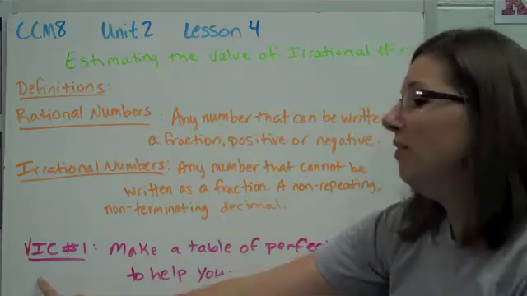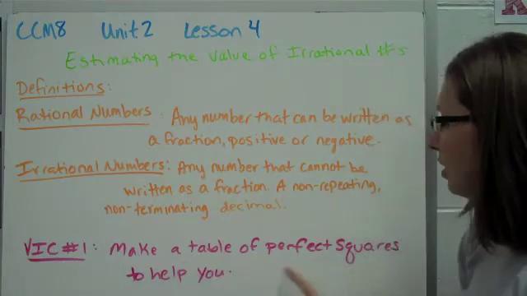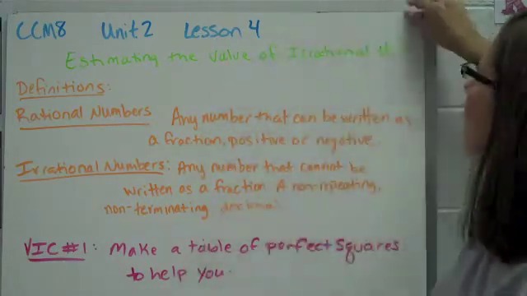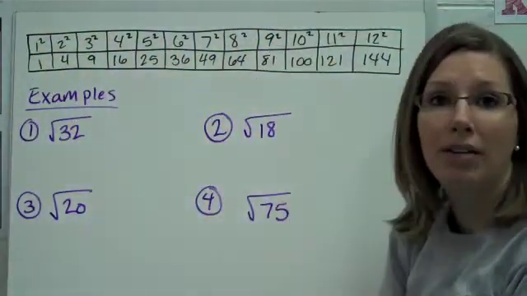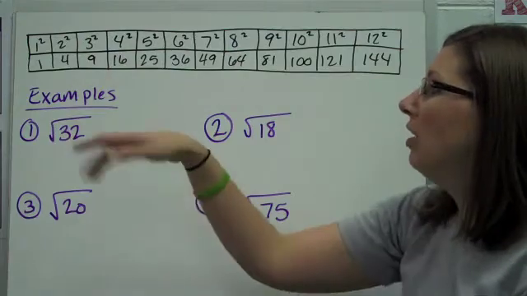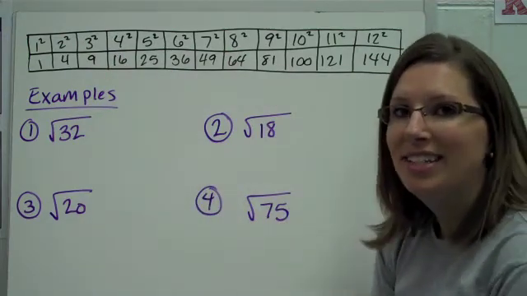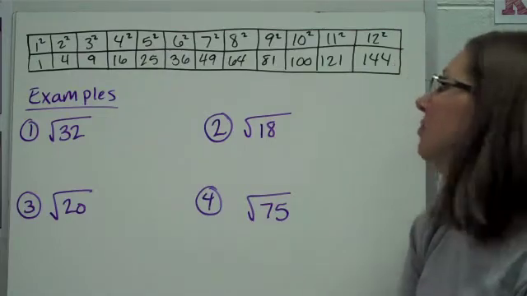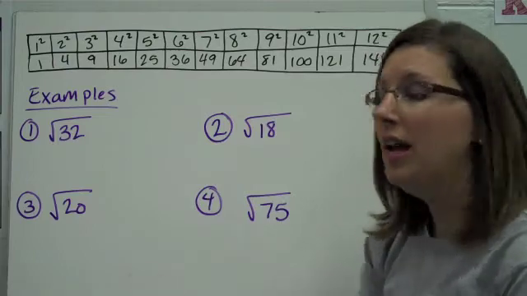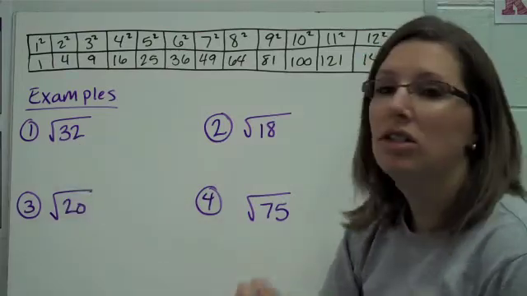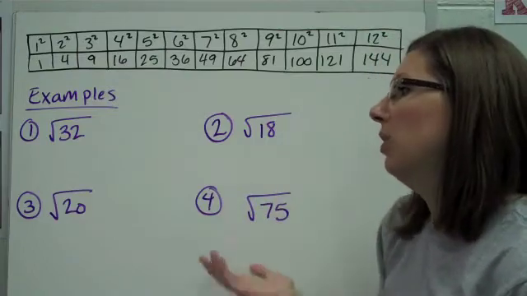So, very important concept number one: make a table of perfect squares to help you. You've got this table on your paper, so go ahead and fill it out with all of the perfect squares. I'll give you a second to do that. Just pause the video. Once you've done that, now we're going to go through and actually simplify these non-perfect square roots.